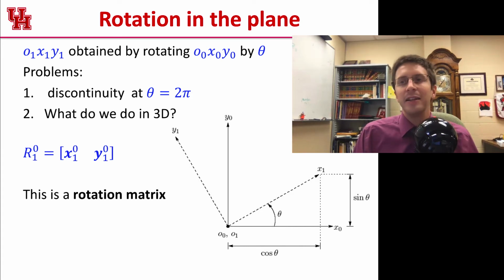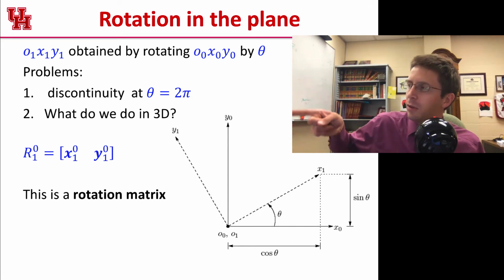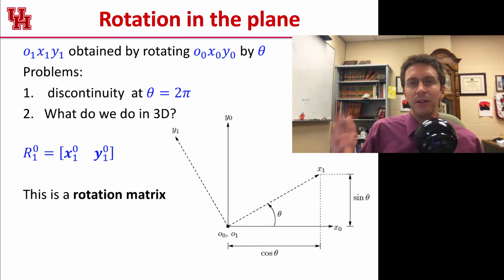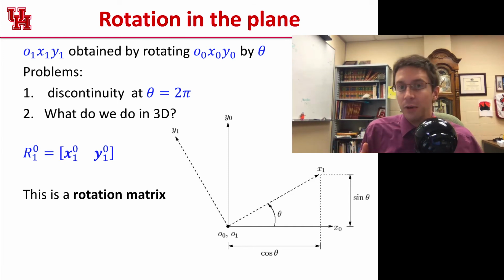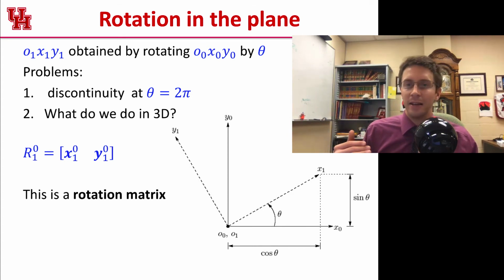And that seems like a nice mathematical solution. However, there's a problem. There's a discontinuity when we go from 0 to pi over 2, and when we come to 2 pi, it goes suddenly from 2 pi to 0. There's this discontinuity in there, and numerically it causes problems because if we take a derivative of that, we suddenly get this discontinuity. We'd like not to do that.